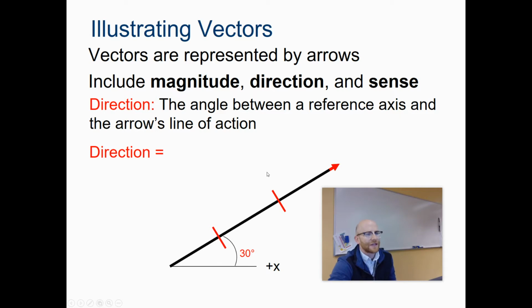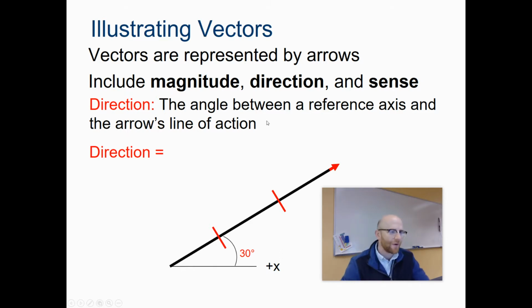It does have a direction here. So direction is the angle between the reference axis and the arrow's line of action. We have this 30 degrees here, and we have this axis, which is the x-axis. So the way that you would describe this would be 30 degrees counterclockwise from the positive x-axis.